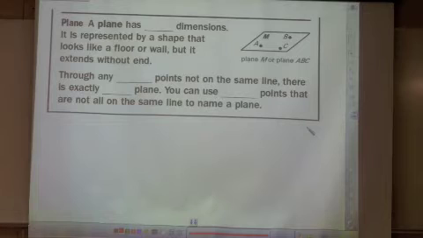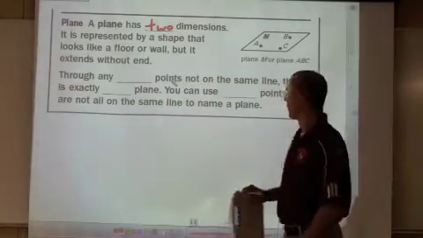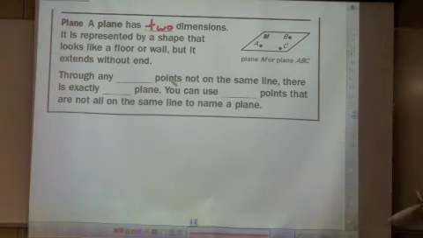If you look at the floor, it's just a big flat surface. A plane, we talked about it earlier, has 2 dimensions, represented by a shape that looks like a floor or a wall. It doesn't stop though. We don't throw arrows on it, but a plane technically goes on forever. It's like a huge football or soccer field.